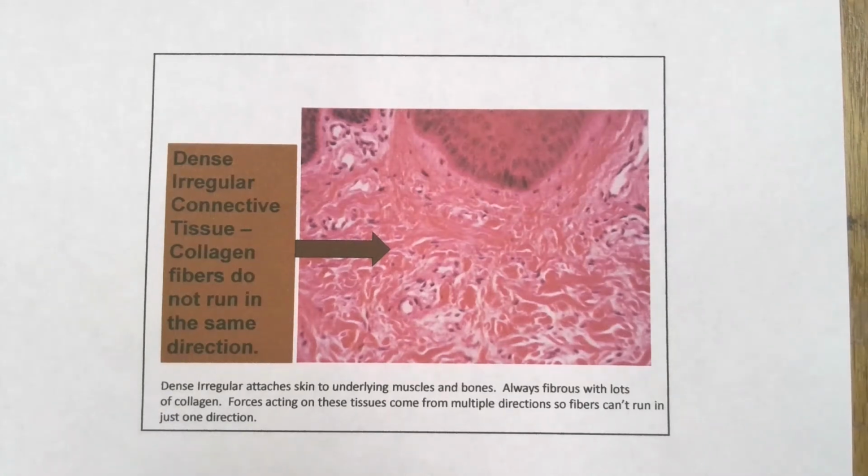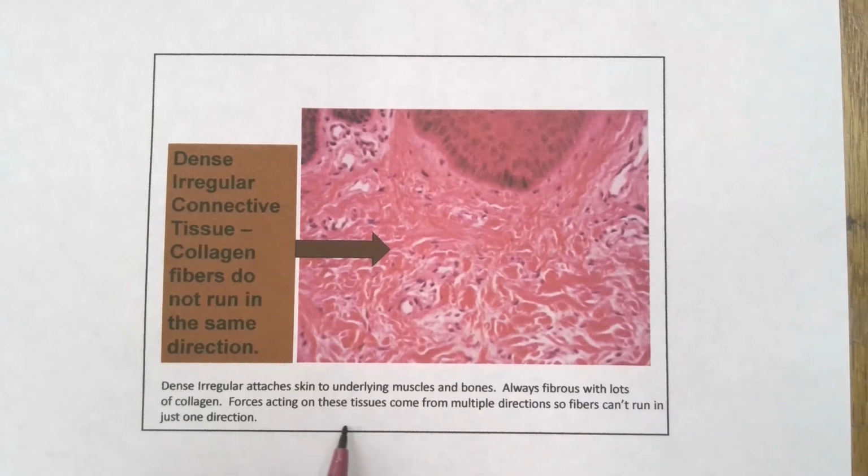And as you're sitting here listening to this, if you wiggle your fingers around, spin your thumb around in several different directions, think about the fact that the collagen fibers are going to run in a lot of different directions, because this tissue is going to move in different directions as part of your skin. Okay, so it says it's always fibrous with lots of collagen.